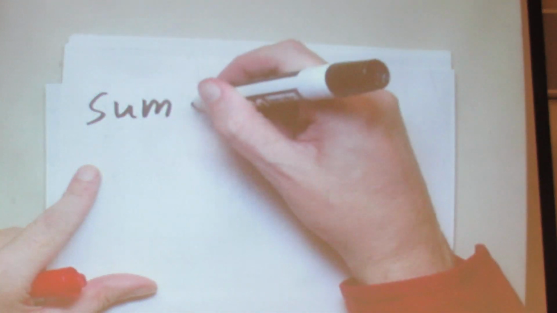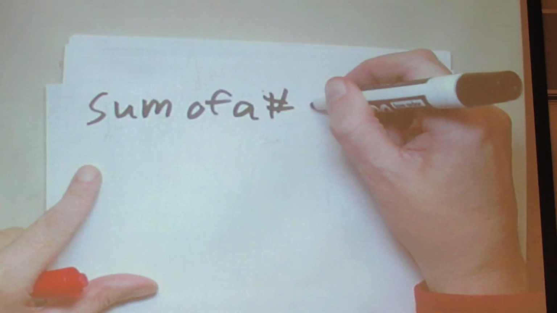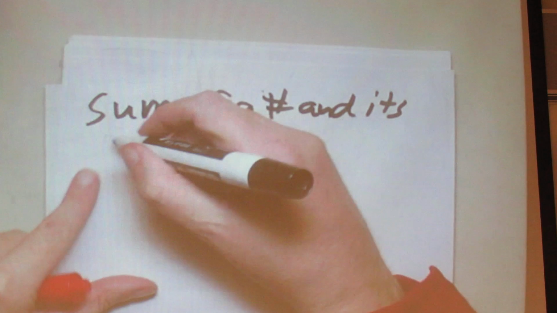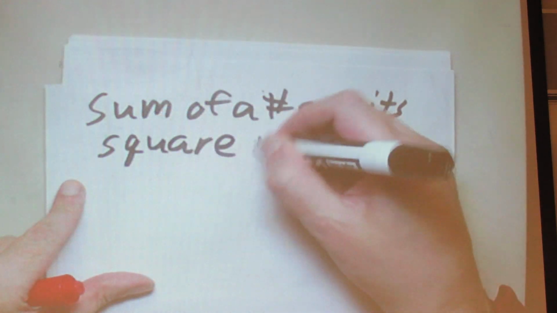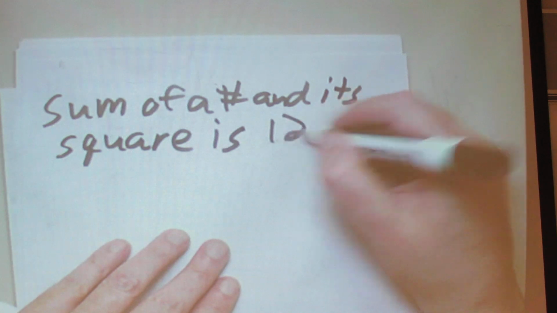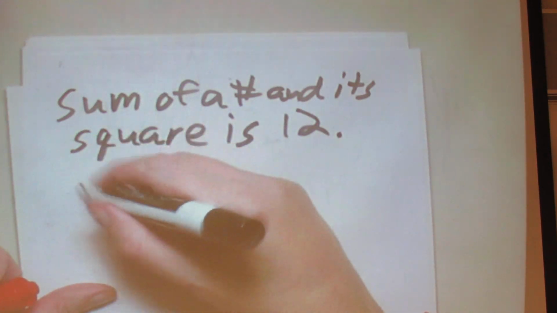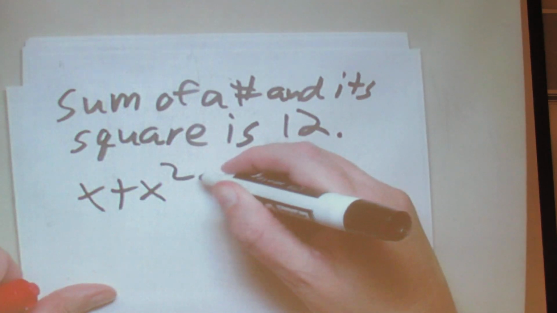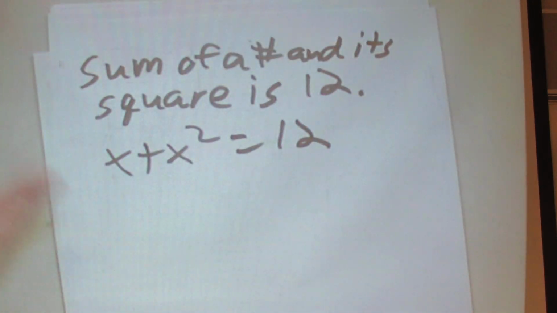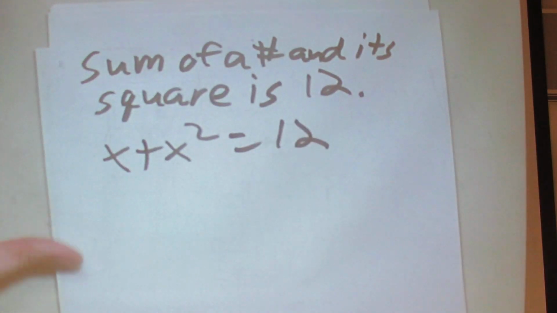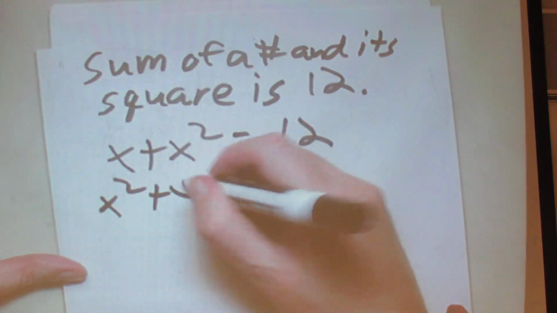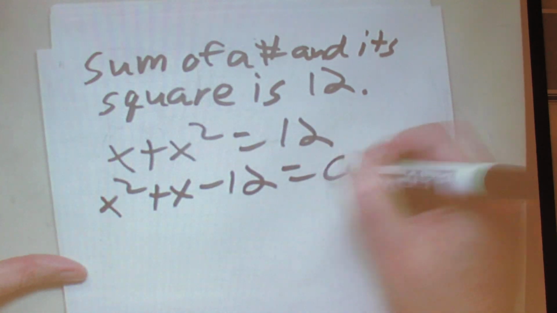Next, we're going to have a word problem. Say the sum of a number and its square is 12. Okay, so we're going to say x plus x squared equals 12. Rearrange this and bring the 12 over, so we have x squared plus x minus 12 equals 0.